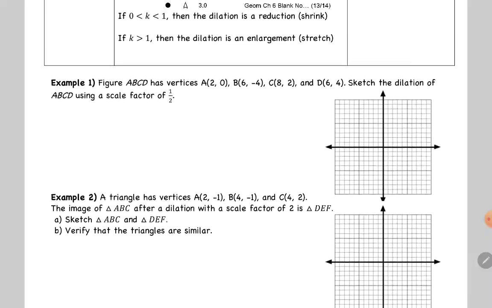So let's do some examples. Figure ABCD has vertices A (2, 0), B (6, -4), C (8, 2), and D (6, 4). So this is our original object here.